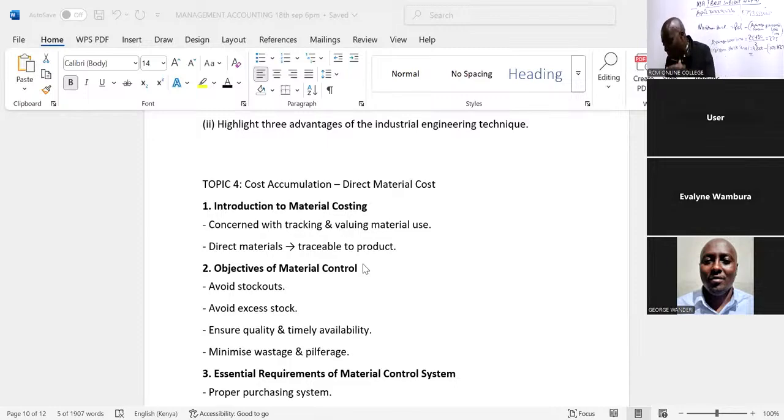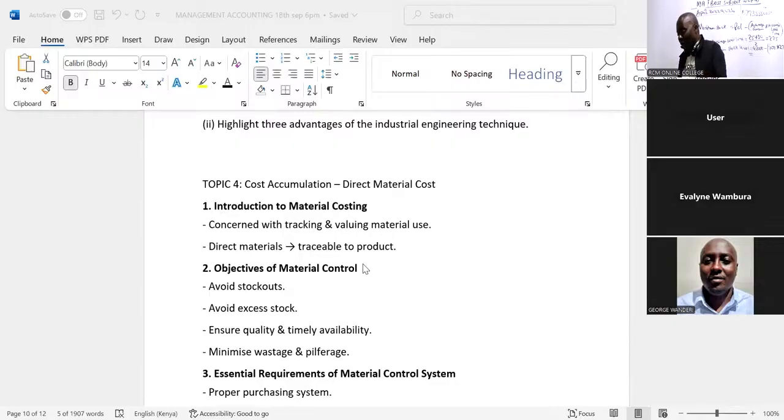Objectives of material control. We want to control materials, ladies and gentlemen, to avoid what? Stock outs. If you don't control materials, you will find yourself with zero materials, and yet the firm has employees who will become idle, and you have to pay them at the end of the day. So to avoid stock outs. Number 2, to avoid what here? Excess stock. When you have excess stock, what does it mean? You've tied most of your capital to this stock. So when you tie most of your capital to the stock, of course, money has what we call opportunity cost. You could have invested this money elsewhere. So you don't want to have excess stock.